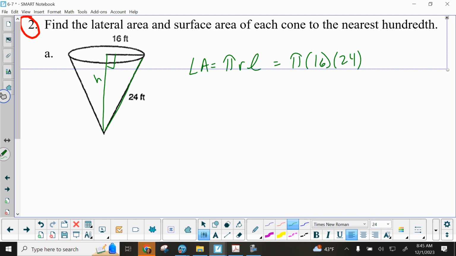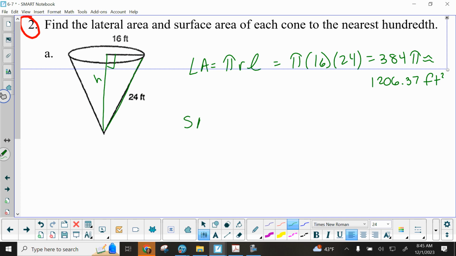All right, so 16 times 24. This would be the exact answer with the pi. And then if I just multiply 384 times pi, I get 1,206.37. And I'm talking about area right now, so that's feet squared.